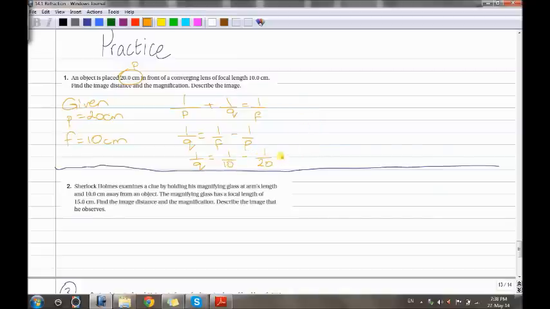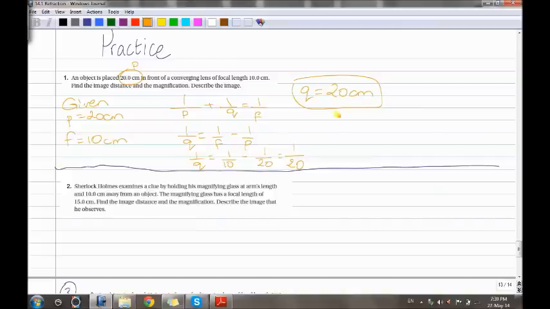So the answer would be 1 over 20. So now let's flip. When it flips, it will be just 20. So that's the Q.